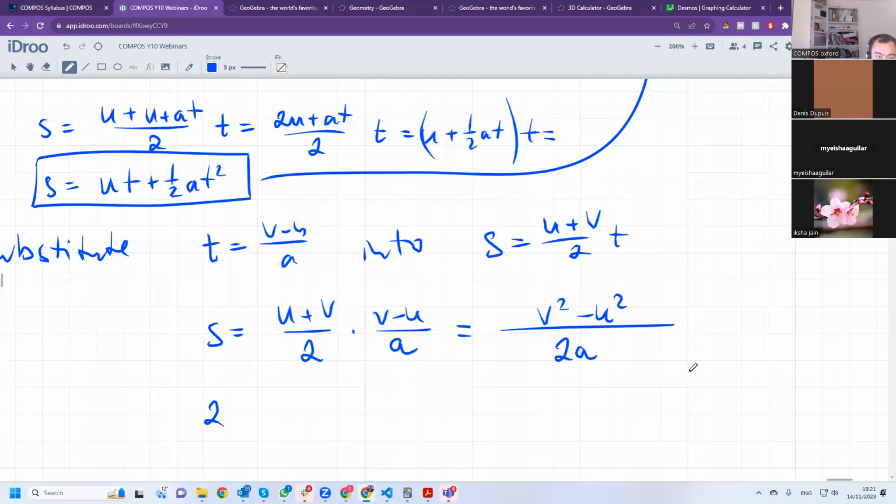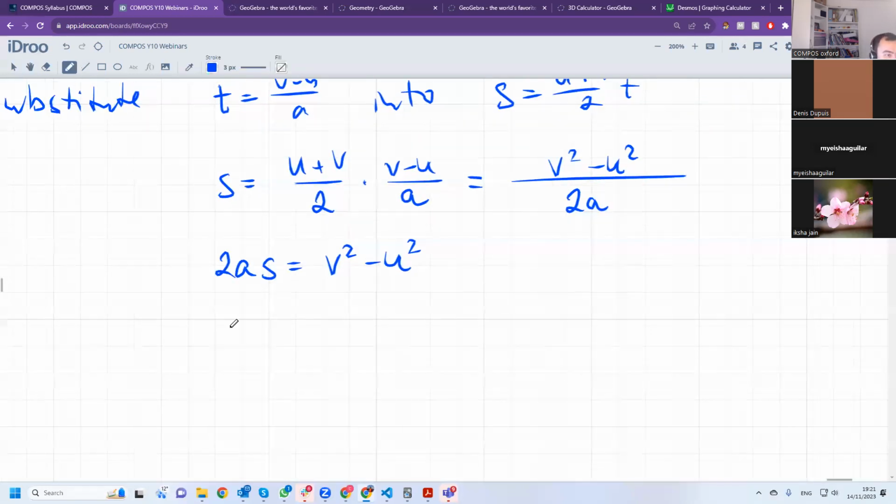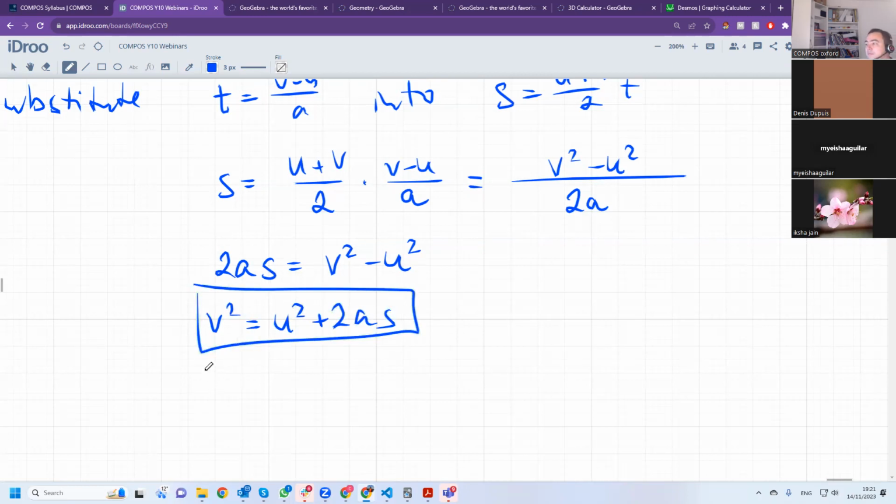So I multiply everything by 2a: 2as is equal to v squared minus u squared. And finally, I get v squared is equal to u squared plus 2as. I would urge you to practice deriving these formulas.